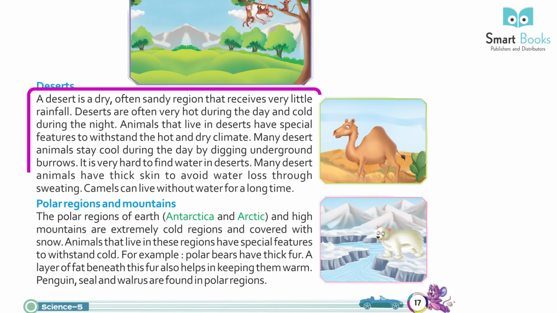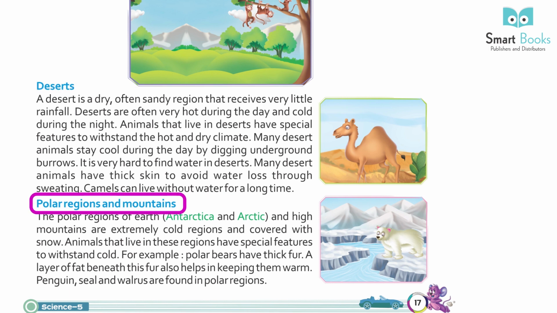Deserts. A desert is a dry, often sandy region that receives very little rainfall. Deserts are often very hot during the day and cold during the night. Animals that live in deserts have special features to withstand the hot and dry climate. Many desert animals stay cool during the day by digging underground burrows. It is very hard to find water in the desert. Many desert animals have thick skin to avoid water loss through sweating. Some can live without water for a long time.